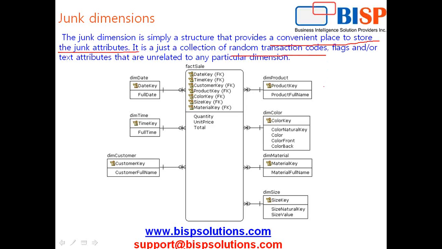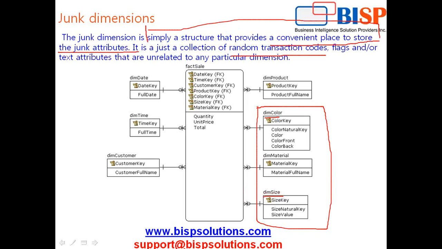Maybe I'm designing sales order processing. One of my dimensions is product. So product has got product color, product material, product size. There could be additional information about my product, right? So I club them together and form them as a junk dimension. It's a simple structure, as the definition says, that provides a convenient place to put your junk attributes. So you should identify what junk dimension members you have in the initial phase of your design.